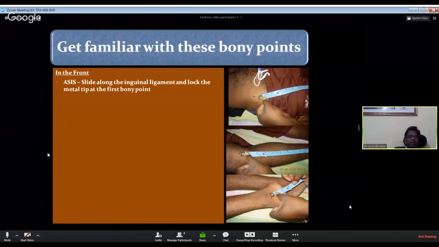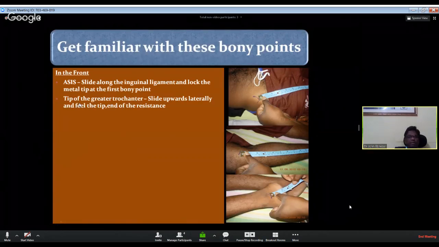In the front, the first thing I told you was the anterior superior iliac spine. How are you going to mark it? It is very important. You should know how to mark it. You should not just do some markings arbitrarily. It has to be done properly. So you have to slide along the inguinal ligament and lock the metal tip at the first bony point you meet. That is your anterior superior iliac spine.